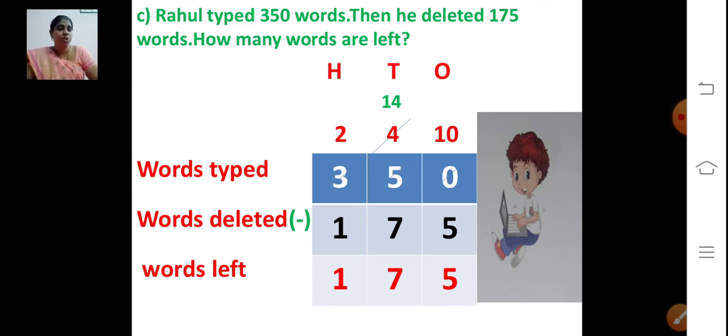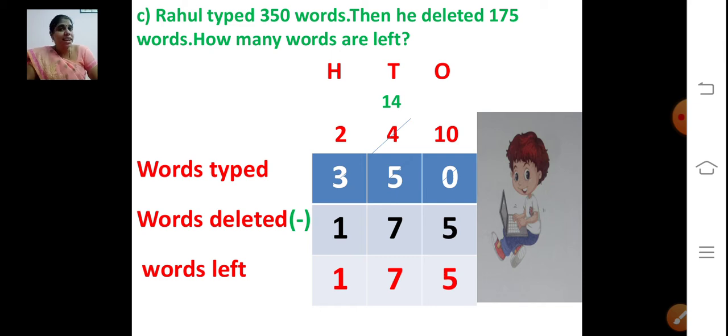So some words were wrong. So he deleted some words. How many words did he delete? 175 words. If you delete something, will it be there in the system? No, right? So how many words are left? I already mentioned that if words like left or remaining come, then it will be subtraction, right? Then you have to do subtraction. So first he typed 350 words and then he deleted 175 words. Deleted means that it is not there in the system, right?